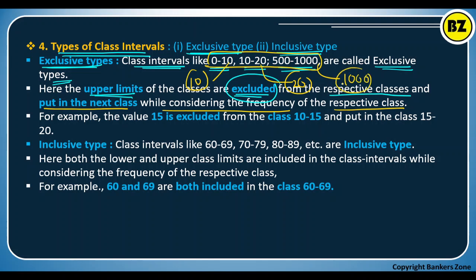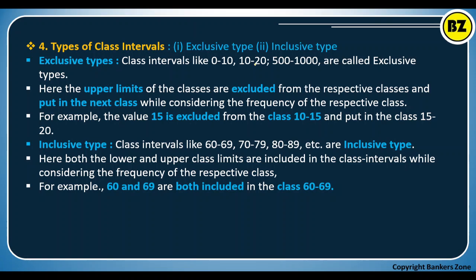So while considering the frequency, 10 we will put into the next class. 20 we will not put in 10 to 20, we will put in the next. 1000 we will not put in 500 to 1000, we will put in the next. Okay, so exclusive means you are simply excluding. Exclusive type means the upper limit is excluded from the respective class and will be put in the next class.